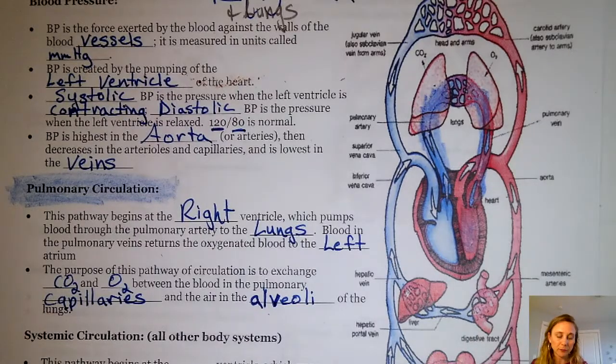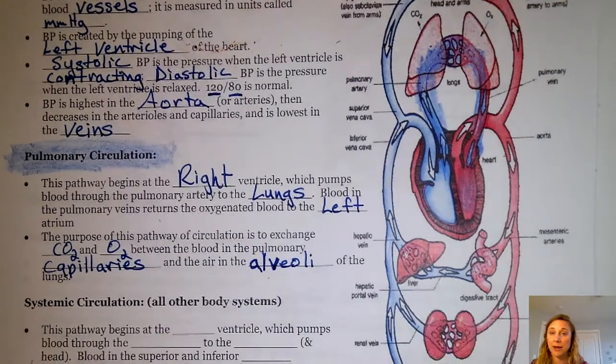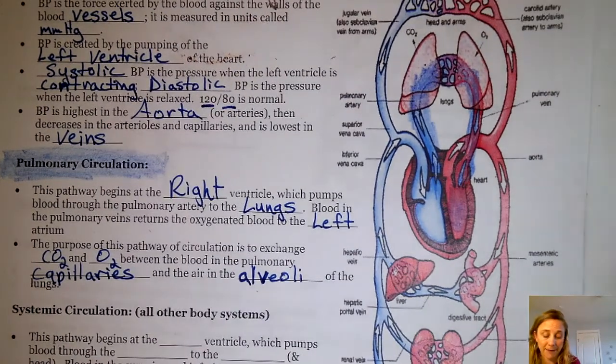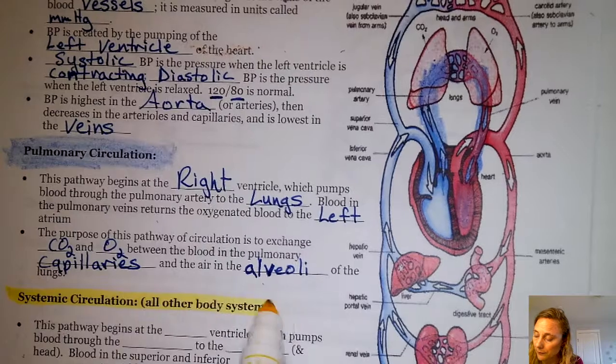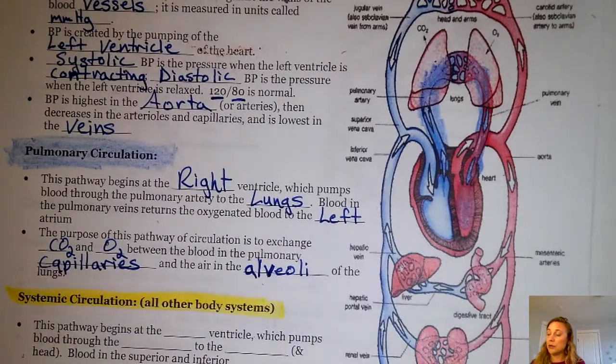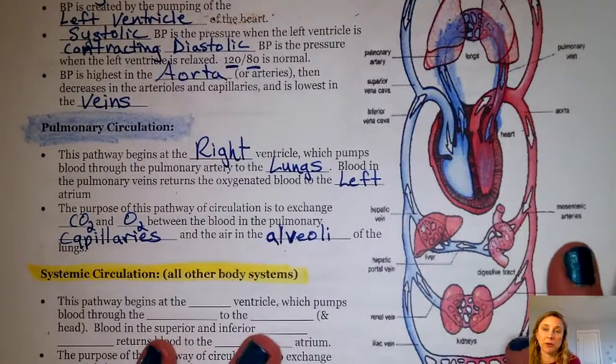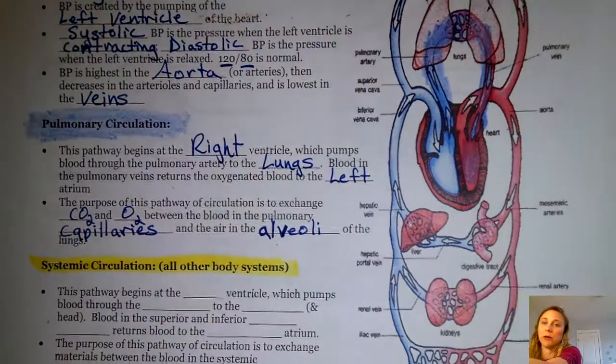All right. Systemic circulation is all the rest of the body. All right, and I'm going to highlight it. Okay, so we kind of talked about it. Now I'm going to look at the picture. Let me try to zoom out a little bit.